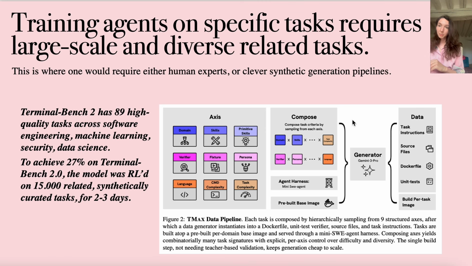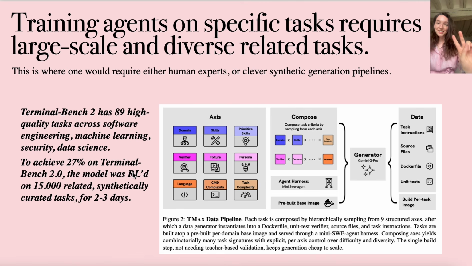And this paper designs this kind of data creation pipeline where they decompose certain tasks into certain skills that you would want to have inside your task. And then through that, they create these tasks and corresponding environments. And then they show that if we actually train on this data set, so they took some time to curate this specific task environment data set, and then they RL on these 15K samples for 2-3 days, they can achieve 27% on Terminal Bench.